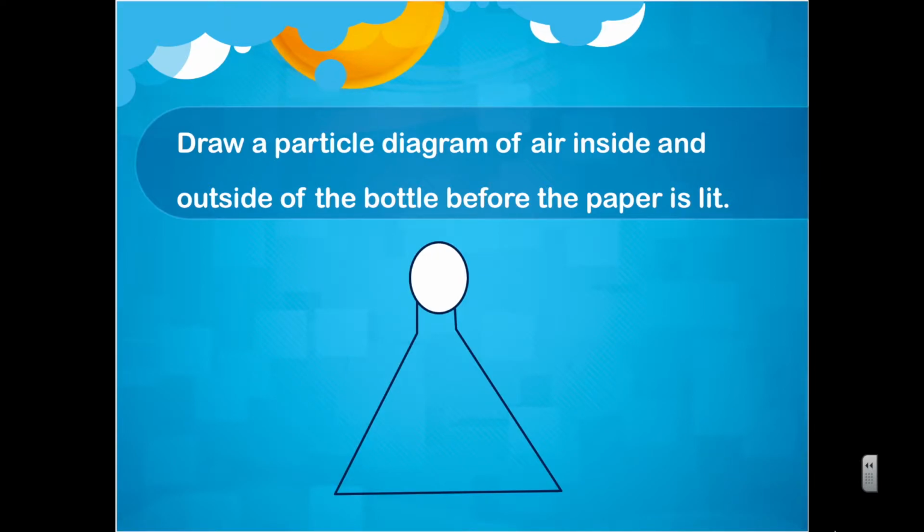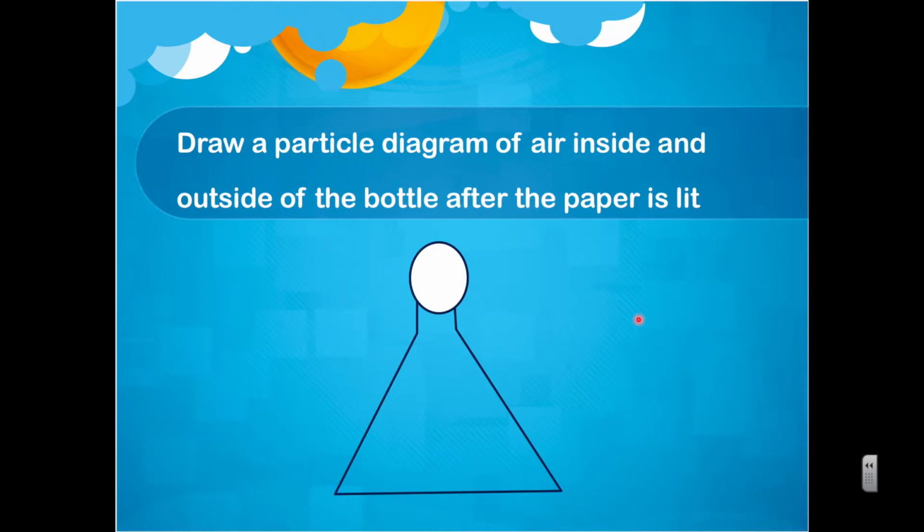All right. So we draw a particle diagram of air inside and outside of the bottle before the paper is lit. What you should have been doing is just placing dots. You could place squares or triangles for your particles, it doesn't really matter. But the idea is that they are kind of equally spaced apart. We also have 4 particles on the inside and 4 particles on the outside, so it represents an equal pressure on the outside and equal pressure on the inside. So that is before the paper is lit.